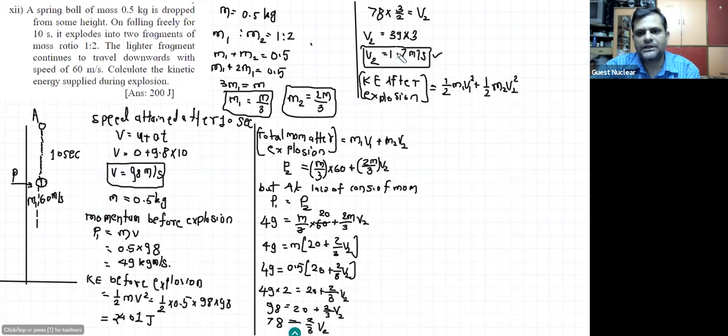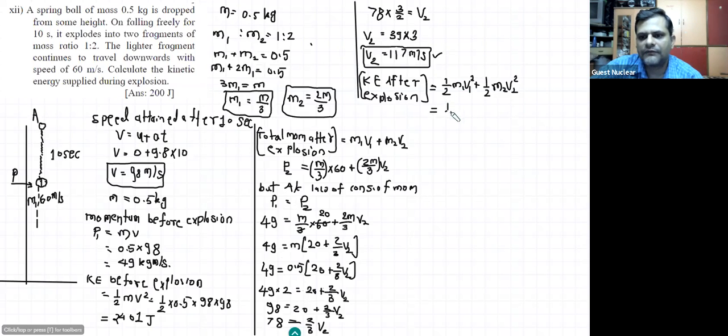It will be actually 117 only. Yes. Yes, correct. Okay. Chalo, okay. So then we can just put this m1 and m2 as it is here also.